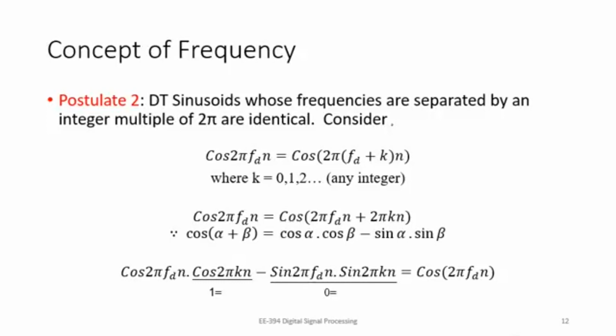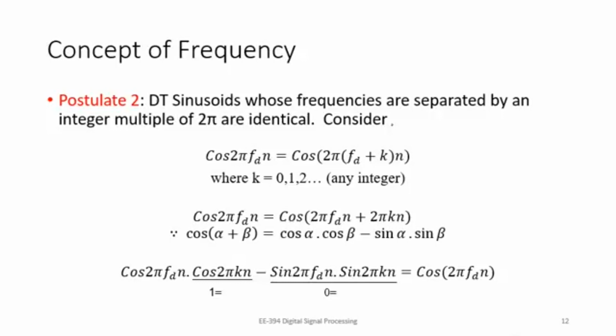Now this is something very different from what we are used to. We know that if you change the frequency, the signal changes its shape. But here we are seeing that the postulate is claiming that it is possible to have identical waveforms coming from two different frequencies.